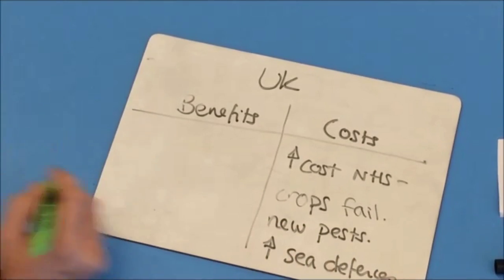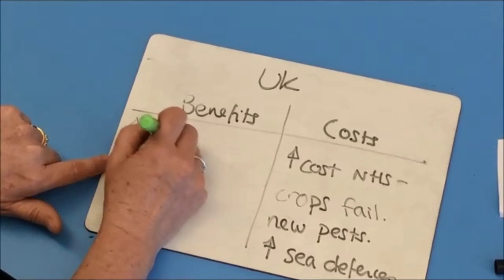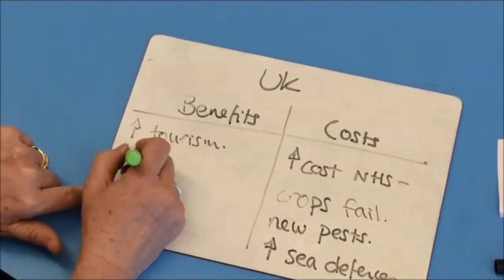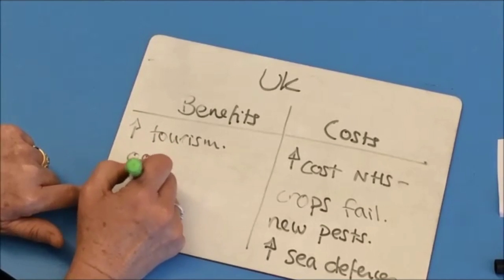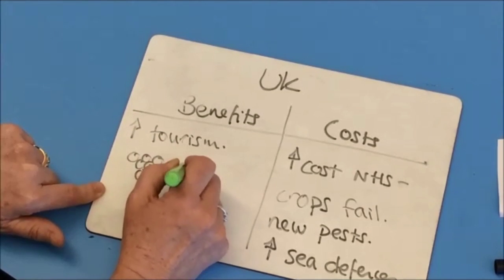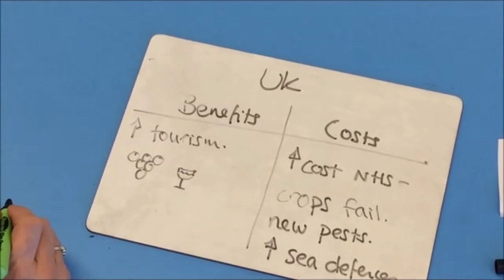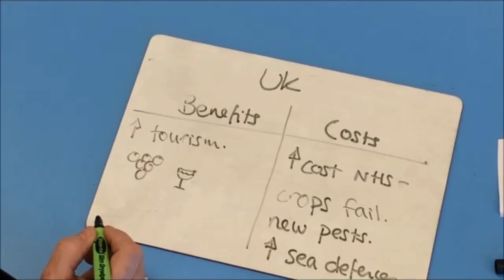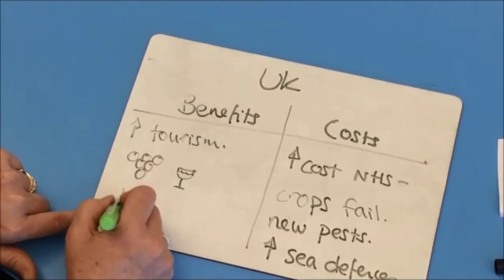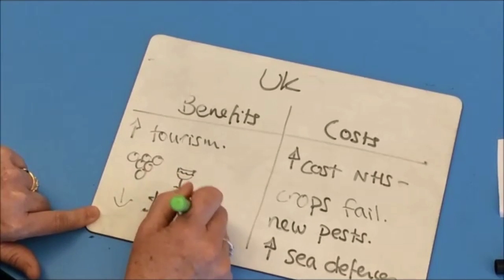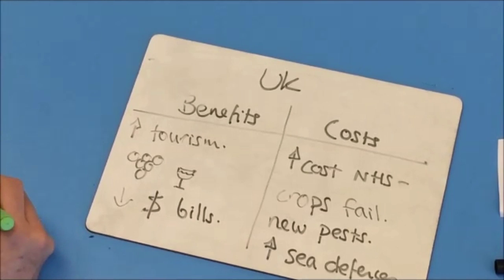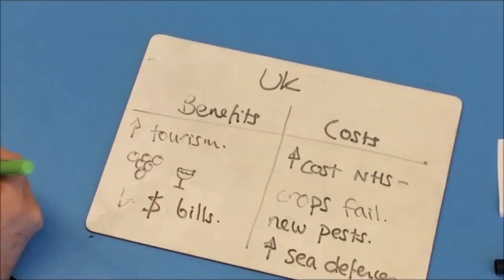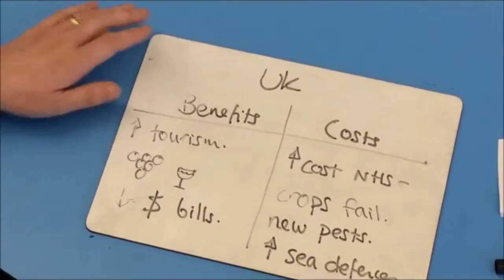However, there are some good things. There might be an increase in tourism due to this Mediterranean climate we're going to have. We could maybe grow new crops, which will make us more profits, and the farmers will get richer perhaps. We will spend less money on our heating bills, as we won't need to heat our homes as much in winter. So there are many benefits.